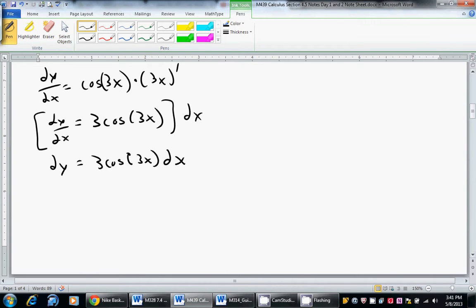Okay, moving along. Now, we want to specifically evaluate when x equals pi and dx equals negative 0.02. So I'm moving to the left here. I want to see what happens to y. Okay, so dy is going to equal 3 cosine of 3 times pi, or just 3 pi, times negative 0.02.